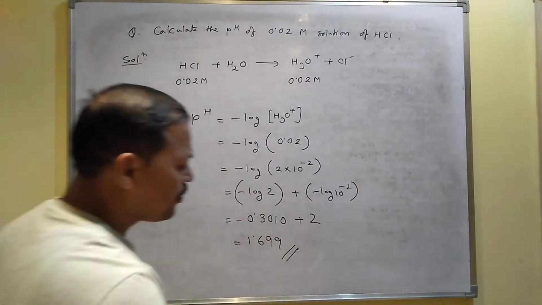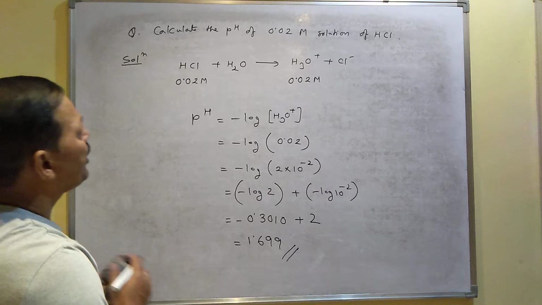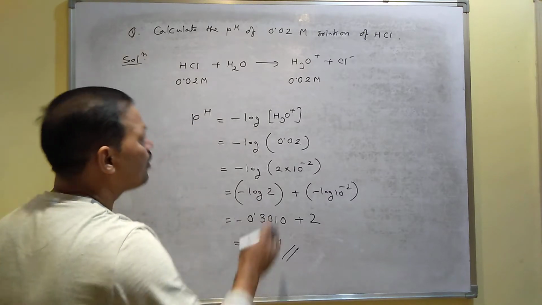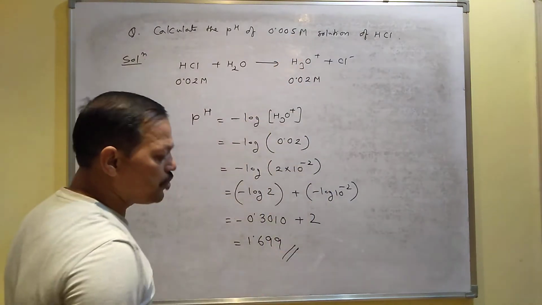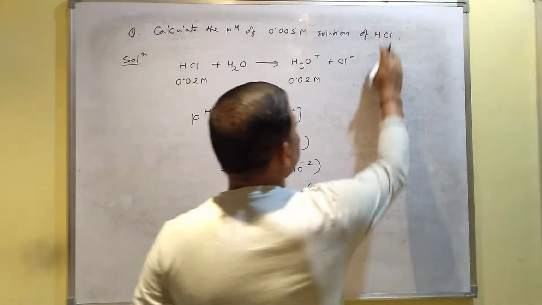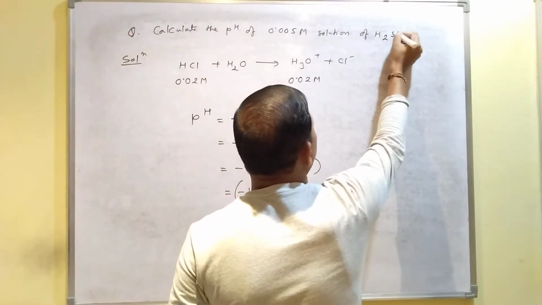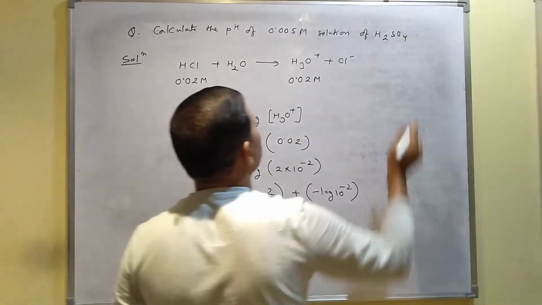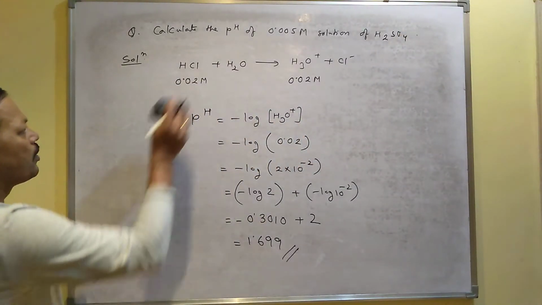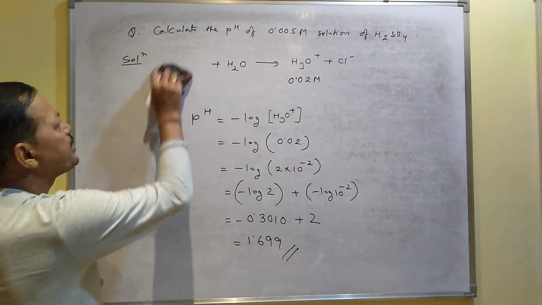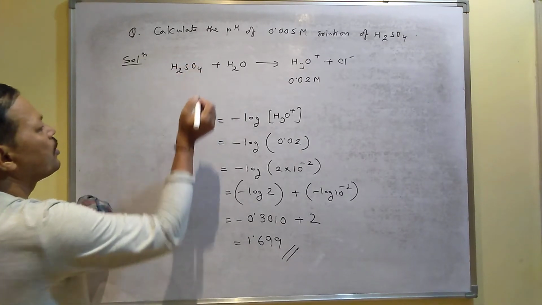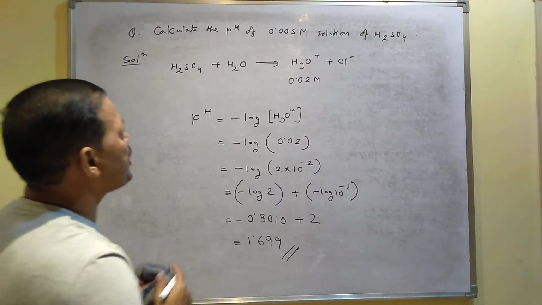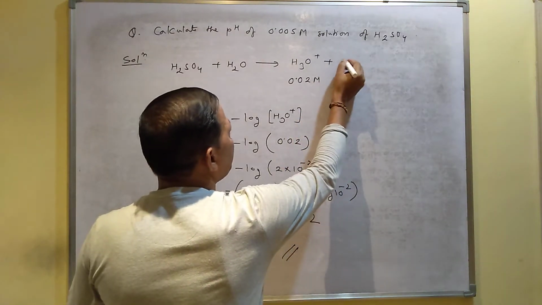Now another one: calculate the pH of 0.005 molar solution of sulfuric acid, suppose H2SO4. Now, as you know, sulfuric acid also acts as a strong acid, H2SO4. When you dissolve it in water, it produces hydronium ion and the sulfate ion.